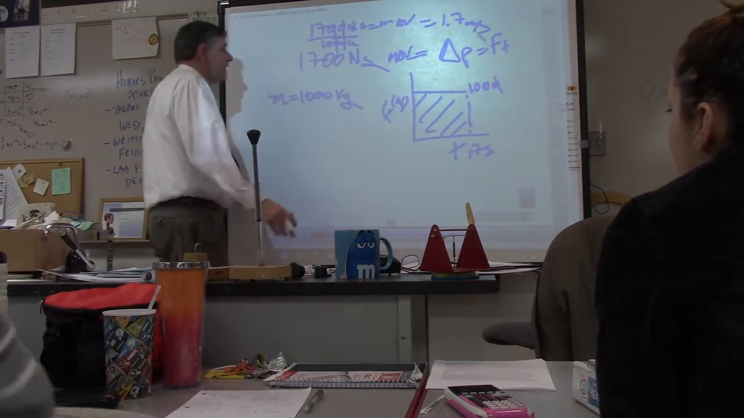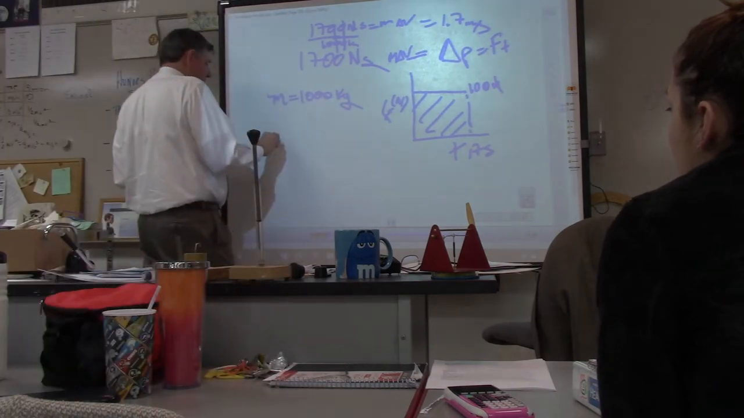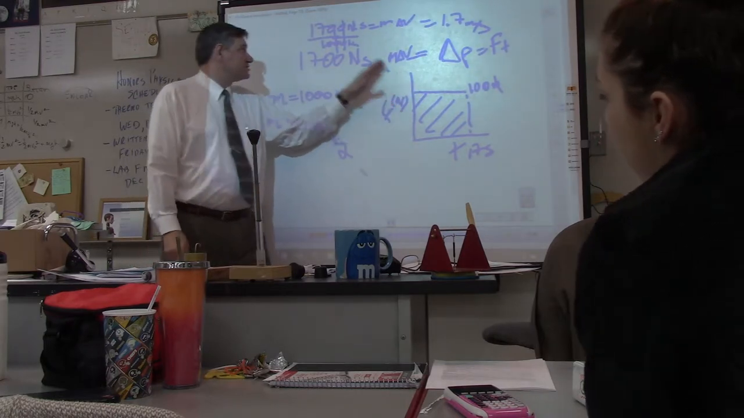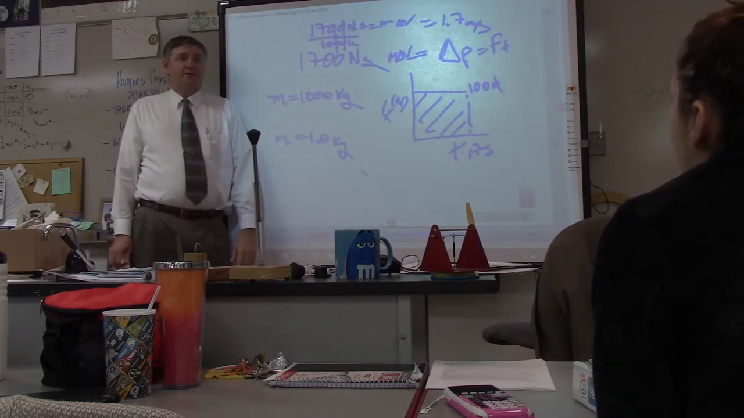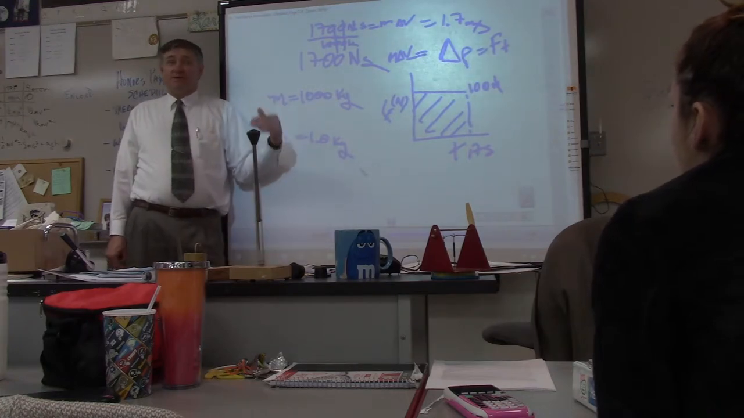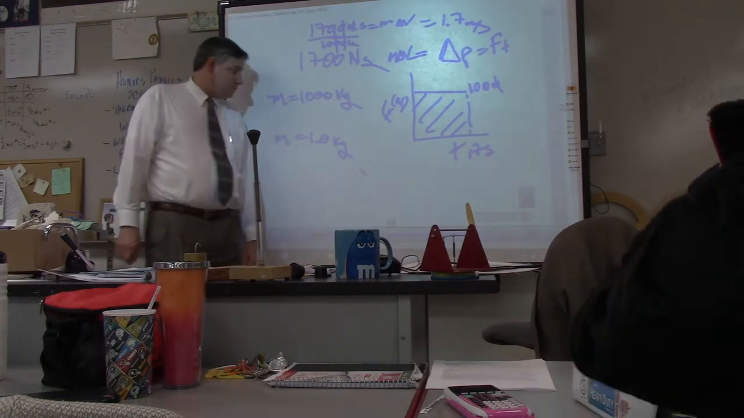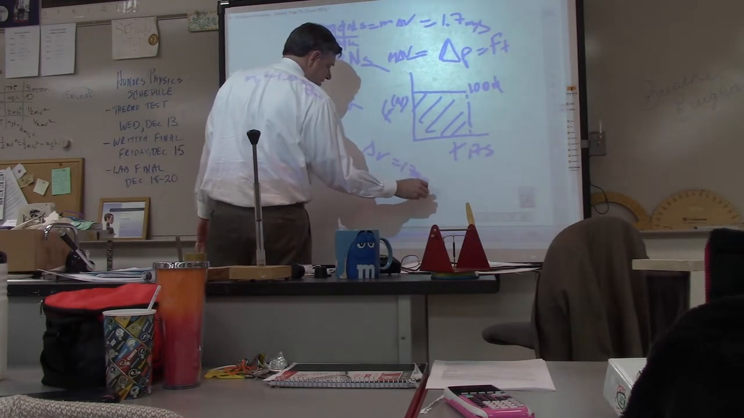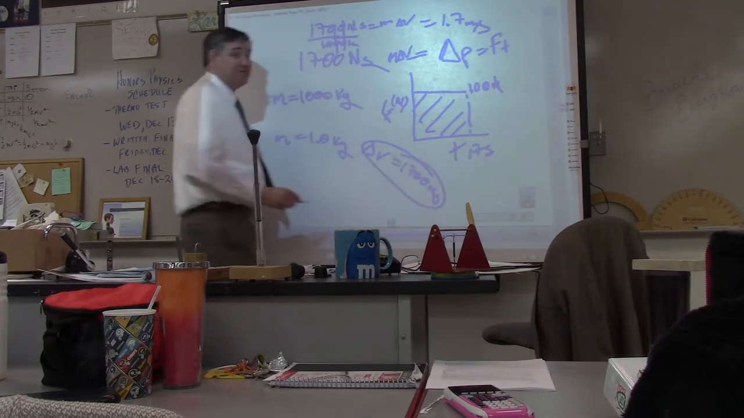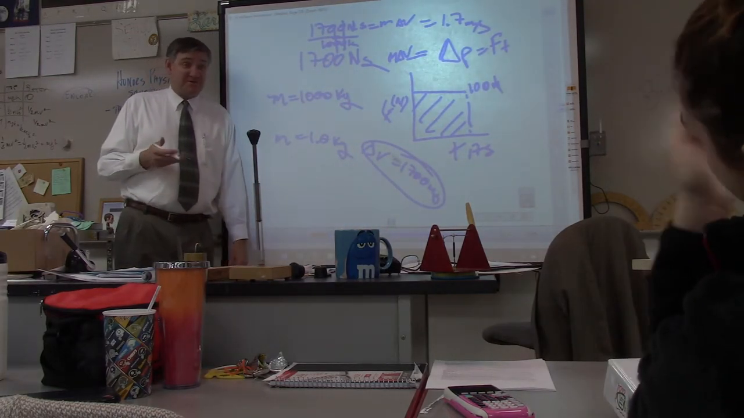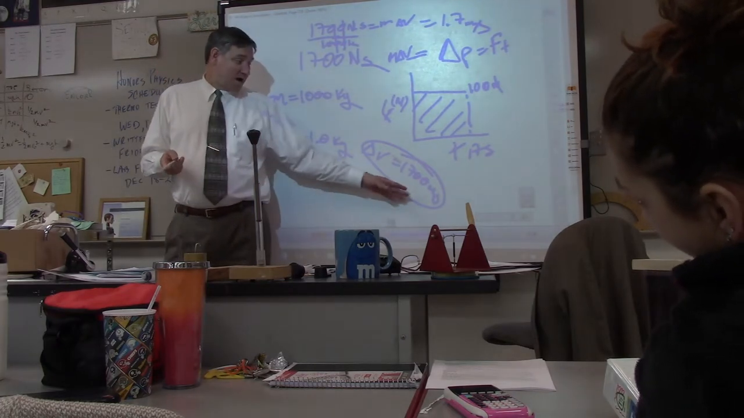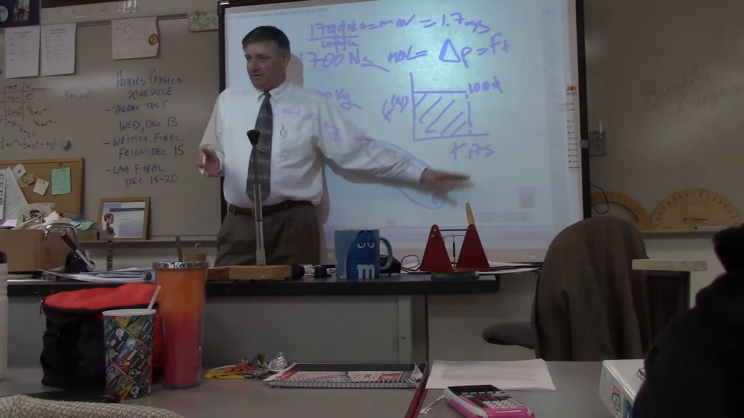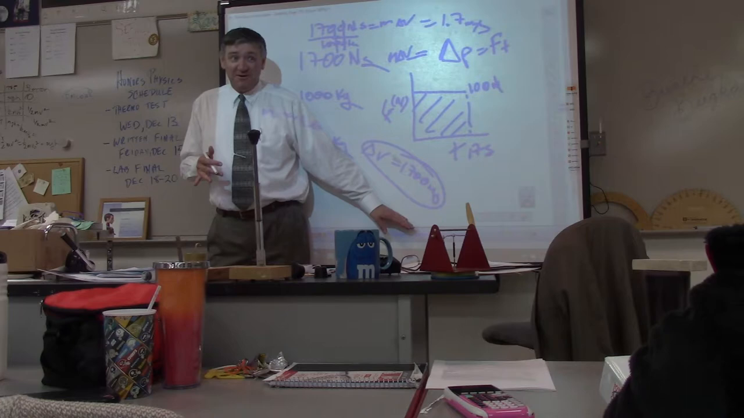Now, what if instead of a mass of 1,000, the mass is 1 kilogram? I'm going to apply a 1,000 newton force to 1 kilogram. That's going to take off. So what's going to happen to my change in velocity? Huge. It's going to be 1,700 meters per second. That's hauling the mail, because the speed of sound is like 330 meters per second. So you're going like Mach 5 at the end of 17 seconds.